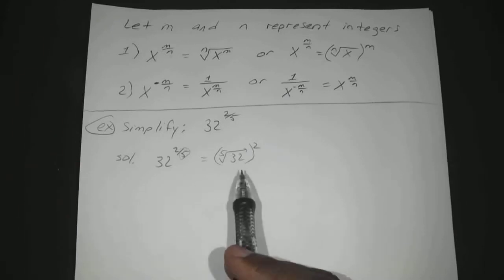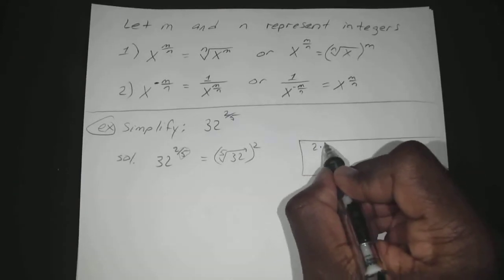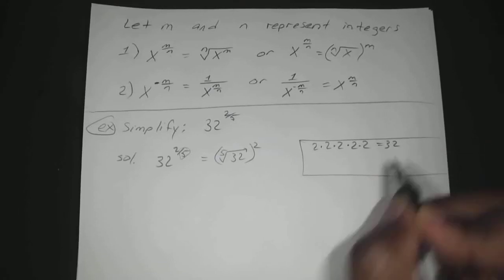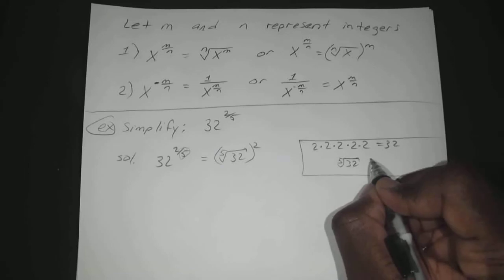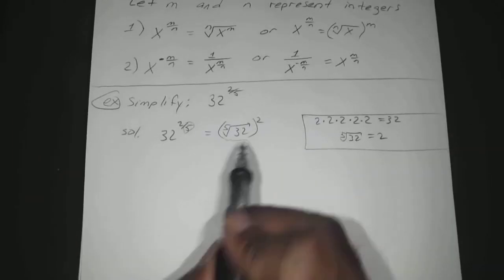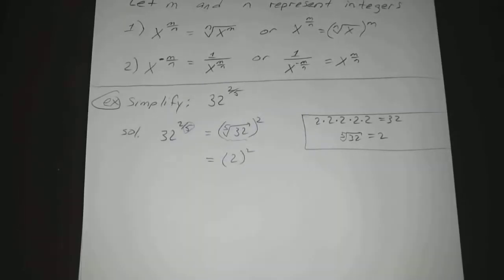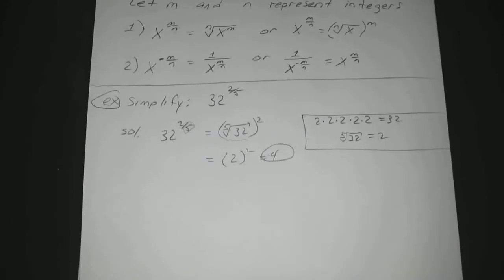Now, if you look at it, we know that 2 times 2 times 2 times 2 times 2 is 32. So that means the 5th root of 32 is just equal to 2. So that 5th root of 32 in there, we can just turn that into 2 squared, which is equal to 4. Any questions on that one?